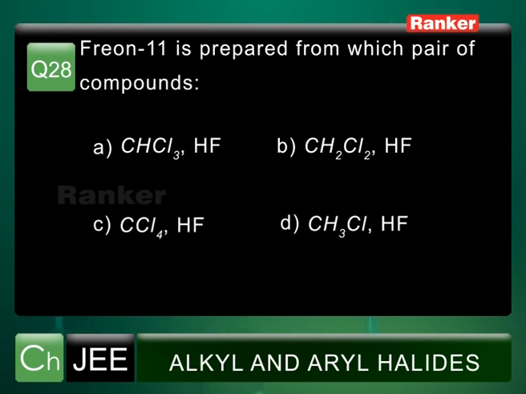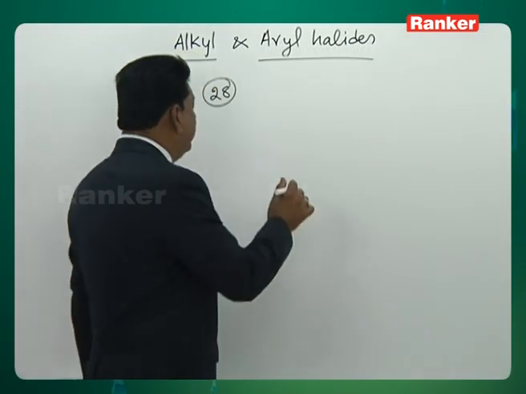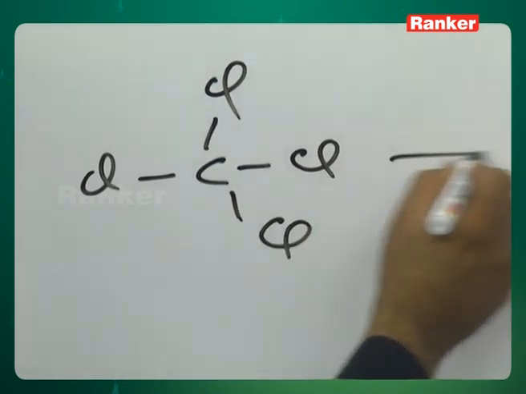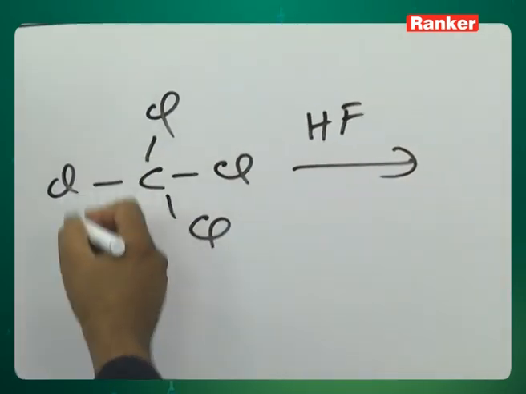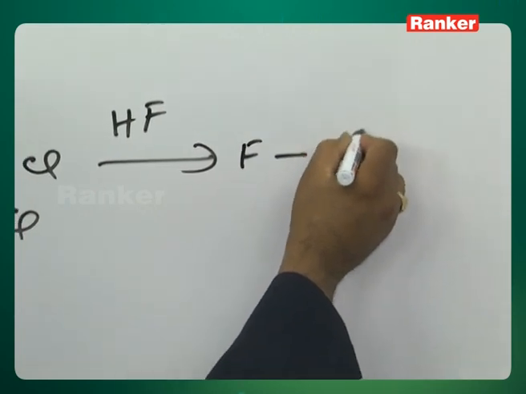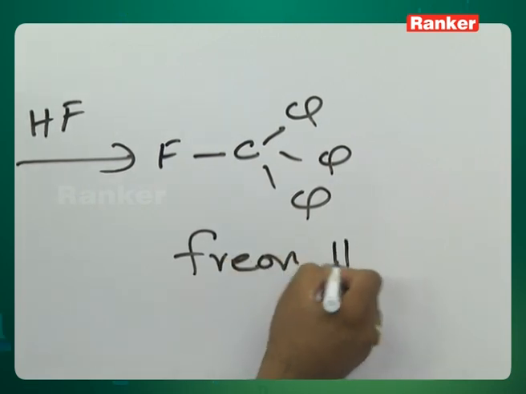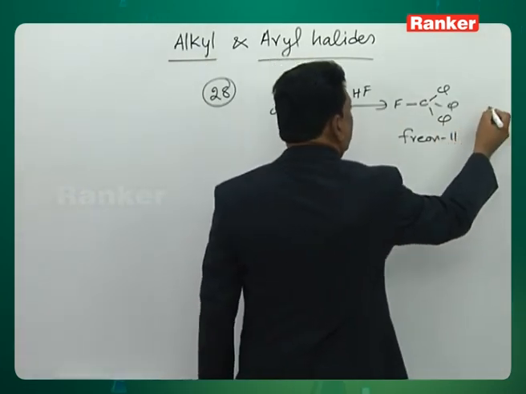Freon 11 is prepared from which pair of compounds? Option A is chloroform plus HF, option B is dichloromethane and HF, option C is carbon tetrachloride and HF, option D is methyl chloride, CH3Cl, and HF. So here tetrachloromethane is taken and treated with HF. By this, the monofluoro and trichloro compound comes, this is called Freon 11, and the HCl will be out.